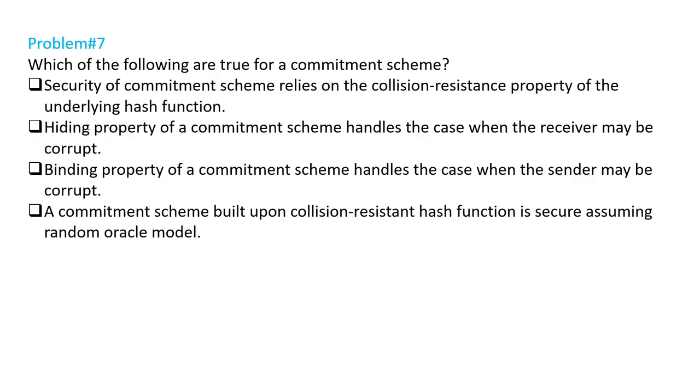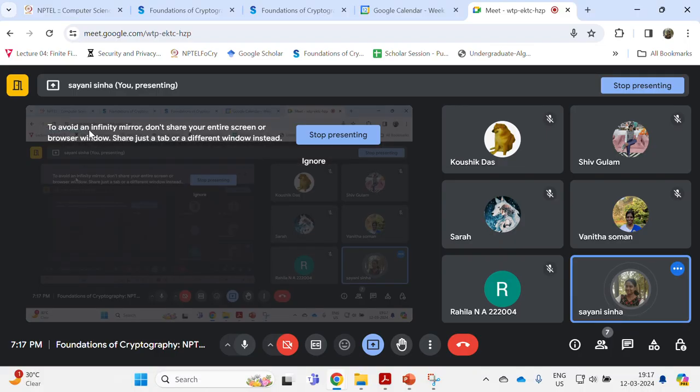Which of the following are true for a commitment scheme? Security of a commitment scheme relies on the collision resistance property of the underlying hash function. Hiding property of a commitment scheme handles the case when the receiver may be corrupt. Binding property of a commitment scheme handles the case where the sender may be corrupt. A commitment scheme built upon a collision resistant hash function is secure assuming the random oracle model. I would wait for your answer and write ABCD.